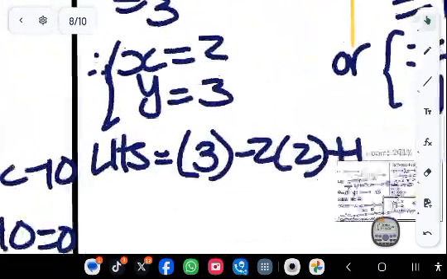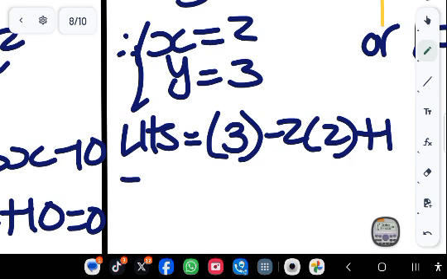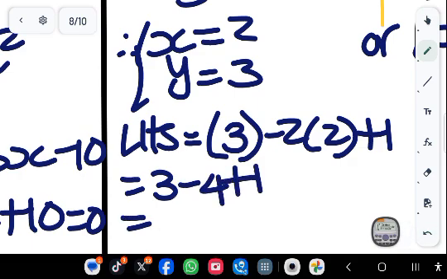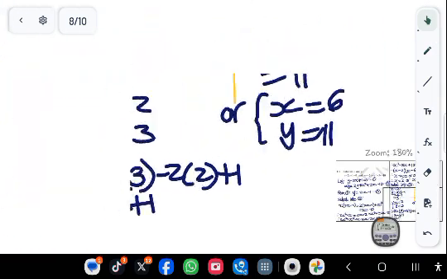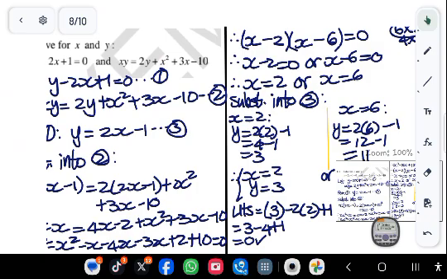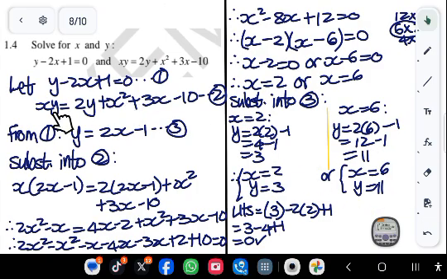Okay, that gives us 3 minus 4 plus 1, which is equal to 0. So yes, it checks out. Let's check the other one. Let's check this using equation 2.